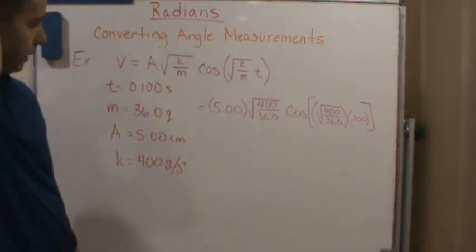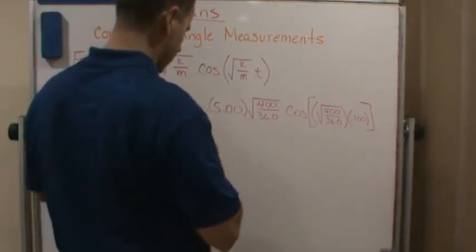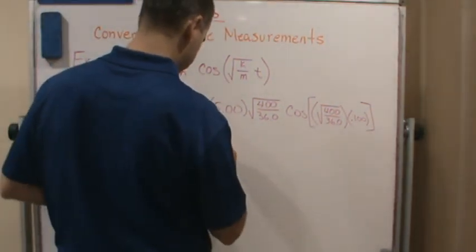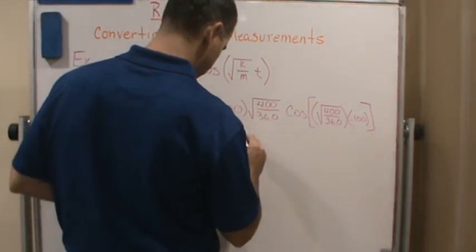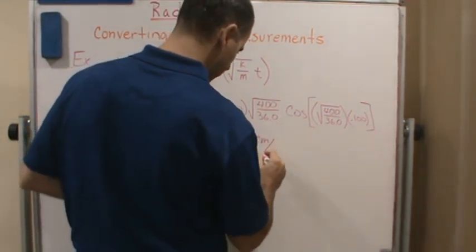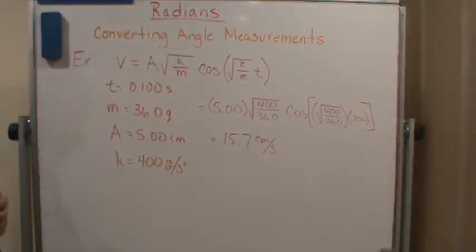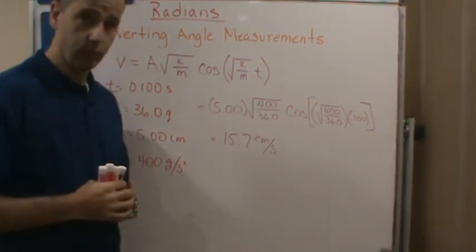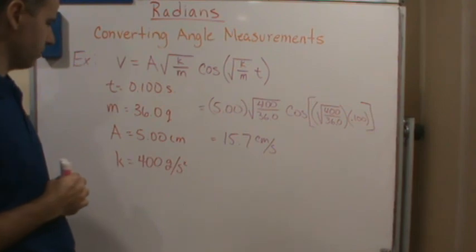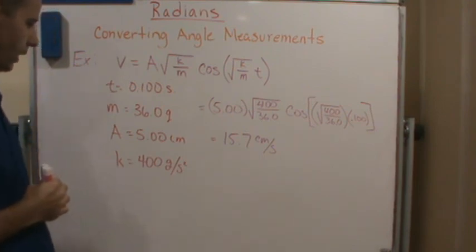Okay, so now, what do we get? We get 15.7 centimeters per second. This is the answer.